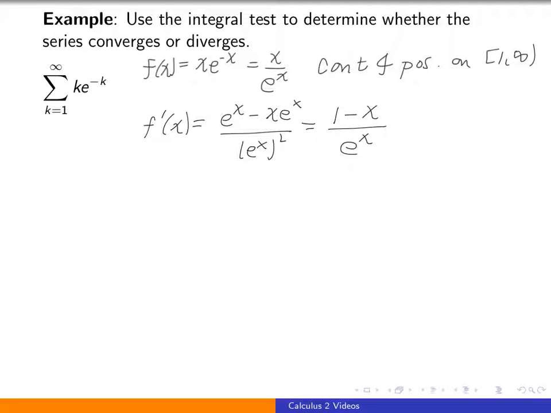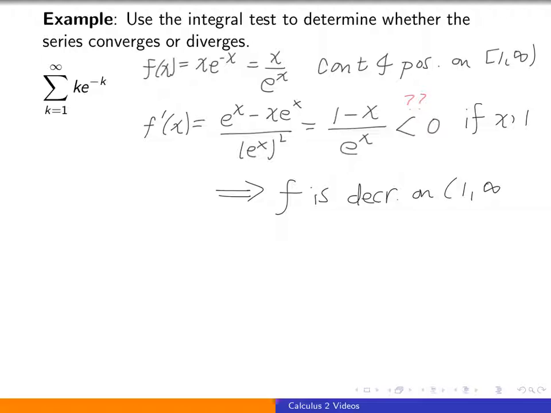And what we would like to know is where will this first derivative be negative? So this will be less than 0. And note this is the question we're asking, when is it negative? So whenever, well let's see here, e to the x is positive, so whenever 1 minus x is negative. That is whenever x is bigger than 1. So what that tells us is that f is decreasing on the interval open at 1 to infinity.